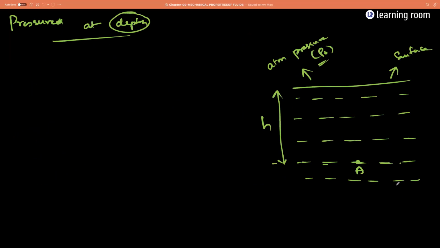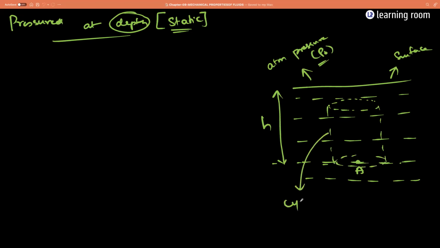Now see, for me to calculate the pressure at depth D, the first point I need to have in my mind is that the liquid is under static condition. Liquid is not moving, right? So for this, what I will do is consider a cylindrical portion of liquid. Concentrate on this. This is a cylindrical portion of liquid.